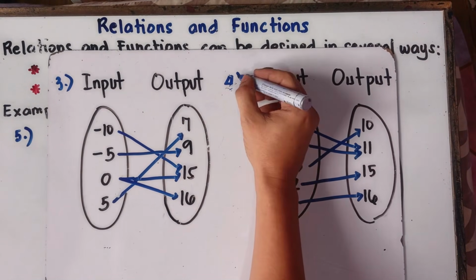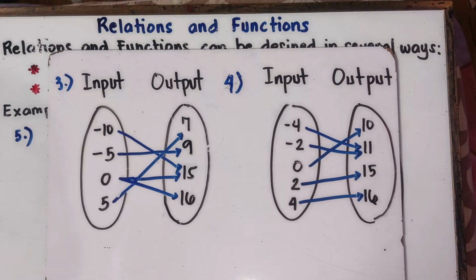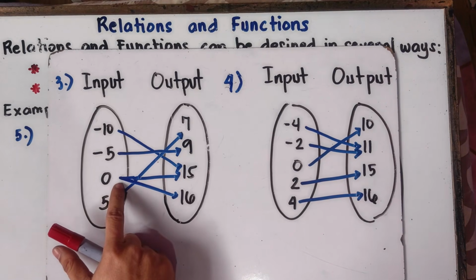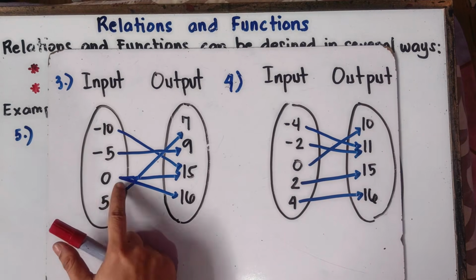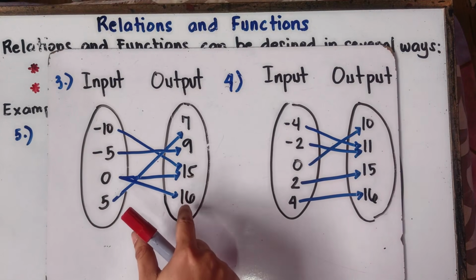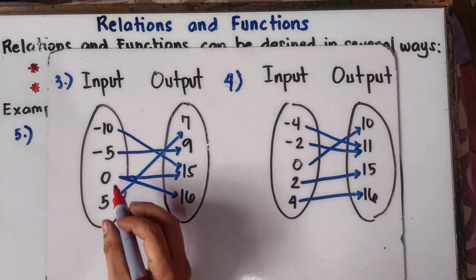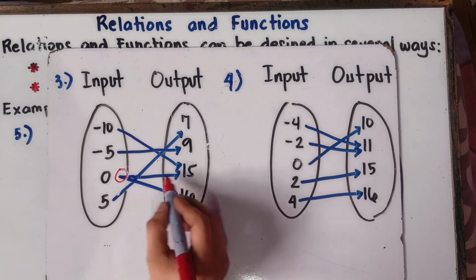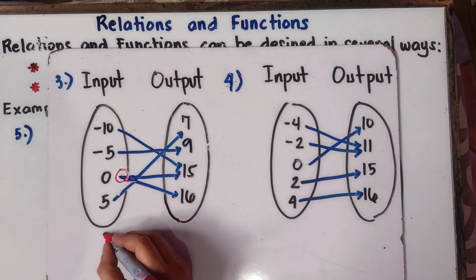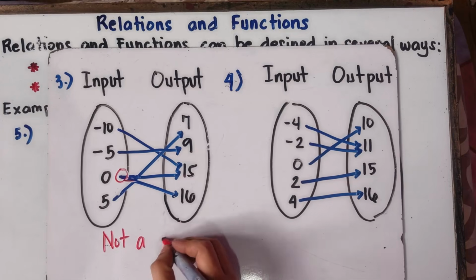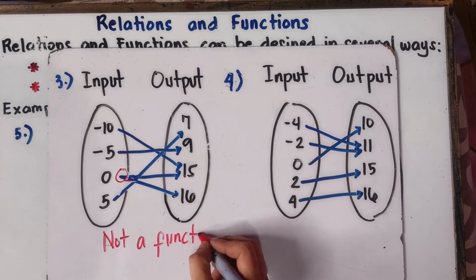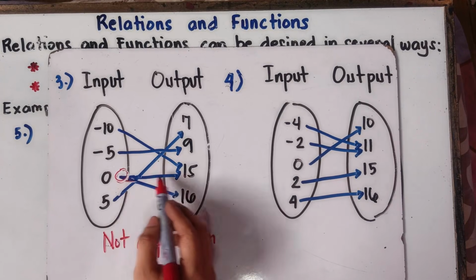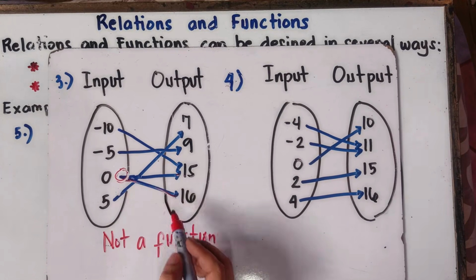Alright, so number 3. Is this a function or not a function? Nope, this is not a function, class, because this 0 has two arrows pointing to different outputs. There will be 15 and then 16. Check this one out, class. This 0 has two arrows pointing to 15 and then 16. Therefore, this will not be a function. Easy as that, class. Quick and easy way, class.